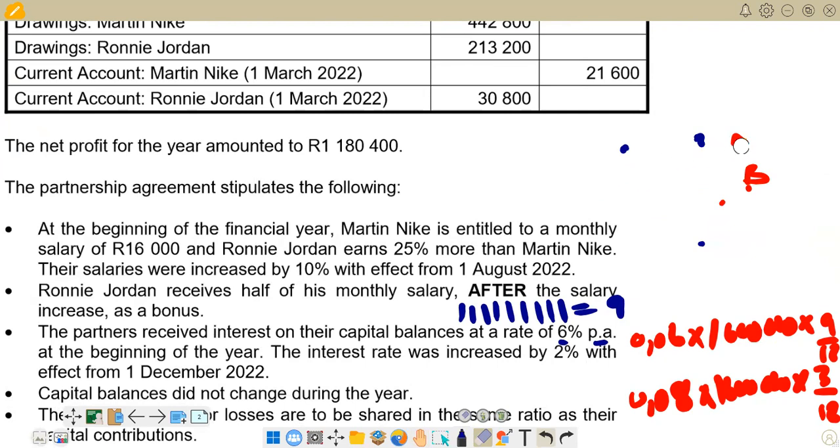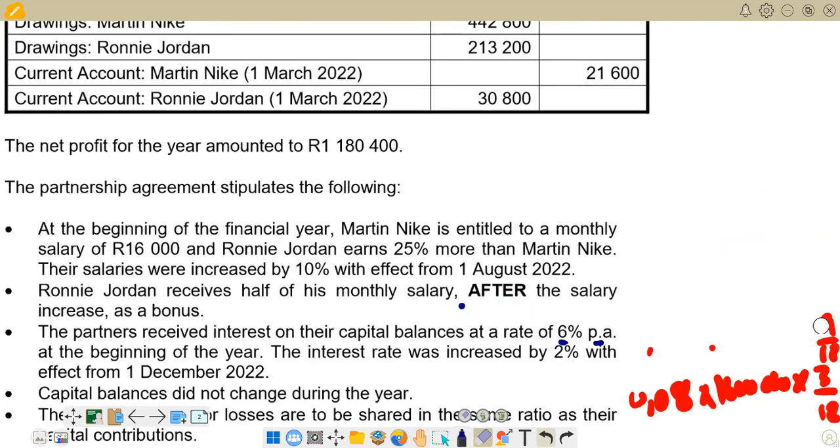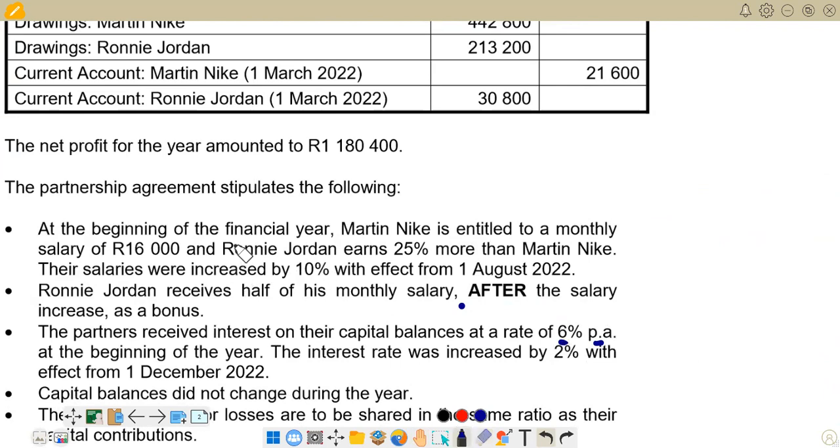So if you look there, we are only given the salary for Martin Nike. And then we need to calculate the other partner's salary. Remember, we are given a rate there in terms of what the other partner is earning. So what we can do there, before the increment, remember the salary is increased by 10% on 1 August. So we can count the number of months before the salaries are increased by 10%. Remember, the year is starting in March, 1 March.